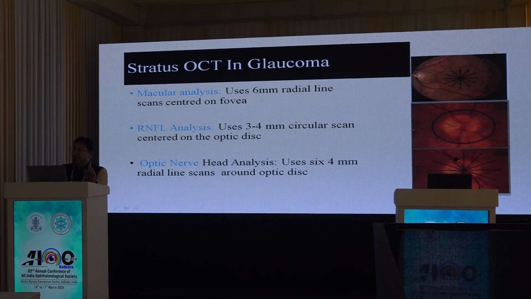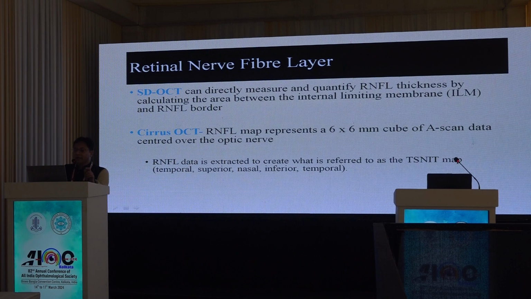In the macular scan, you can see here a 6 mm radial line or the foveal scan. When you are going for the RNFL, then it is a 3 to 4 mm circular scan around the disc. And for the optic nerve head, you have seen here, it is a 4 mm radial line. So in this way, our machine will get the data from each and different parts of the retina. And in the Cirrus, we get a retinal map which represents a 6.6 mm cube. That is the basic thing.